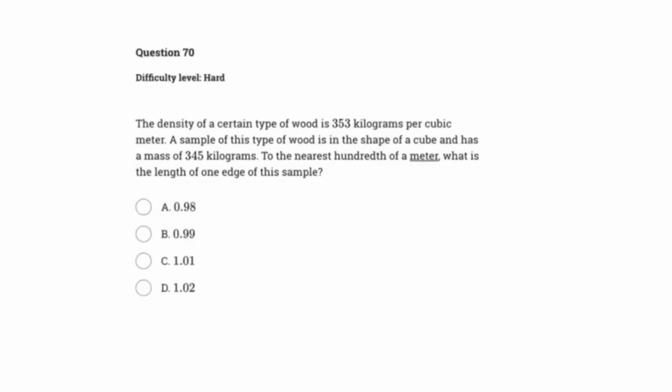The density of a certain type of wood is 353 kilograms per cubic meter. A sample of this type of wood is in the shape of a cube and has a mass of 345 kilograms. To the nearest hundredth of a meter, what is the length of one edge of this sample? All right, so as you know, density pretty much is the same regardless of how much you have of that material, right? So if we have a sample of this wood, the density of that wood is always going to be 353 kilograms per cubic meter.